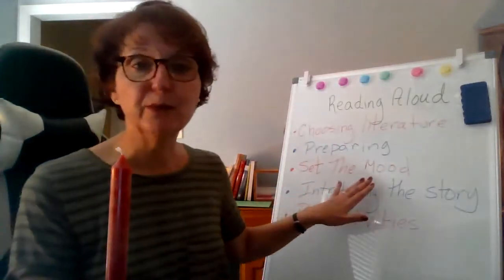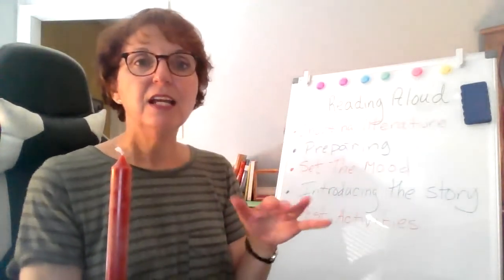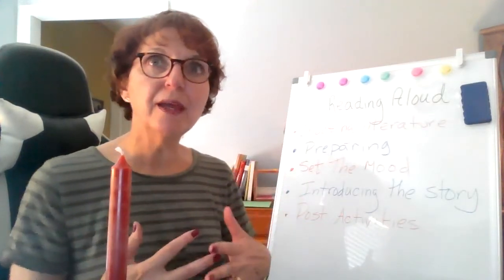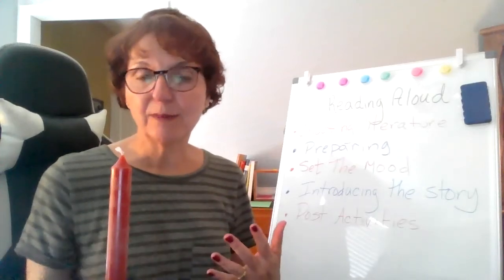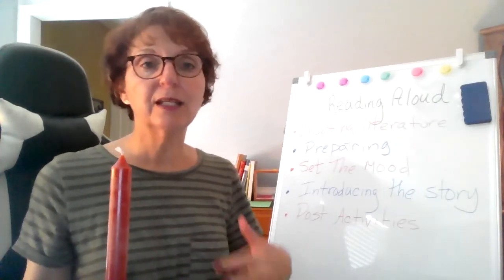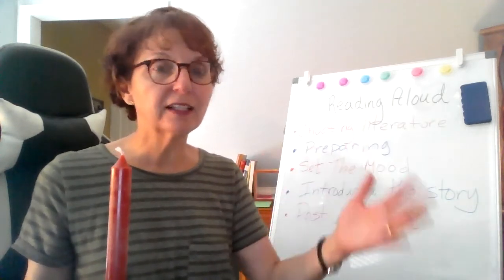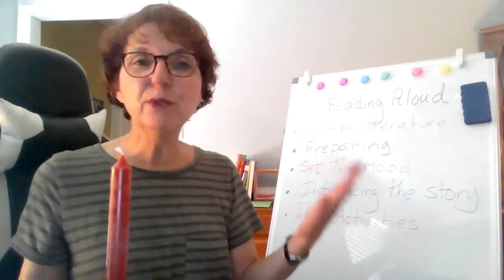Next is to set the mood. Set the mood for the story, and this is something very personal. You want to get the children in the mood to listen to the stories, and you want them to anticipate what's coming and be excited about what's coming. So depending on how you want to set your mood, it can be a cue that you give the students. It could be an area in the classroom where they know that they go sit for the read aloud. It can be any mood setting technique.